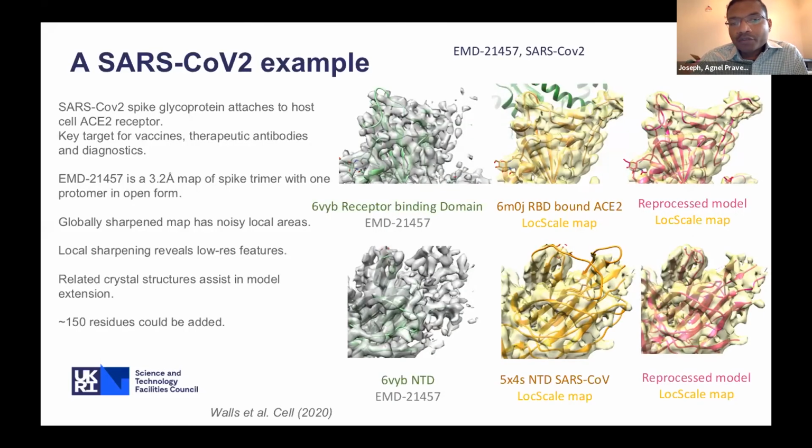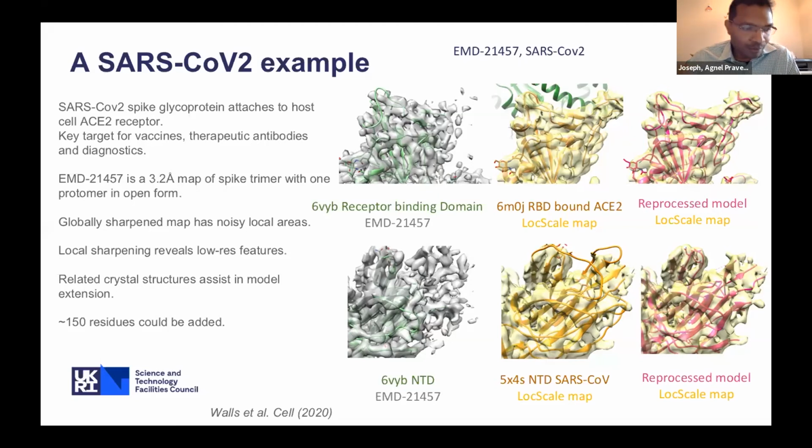So I thought I will finish with an example from the COVID-19 associated case. Here is an example from the SARS-2 virus, and it is the spike protein, which is on the surface of the virus. The spike protein attaches to the host cell receptor, and it's an important target for vaccine and antibody development.